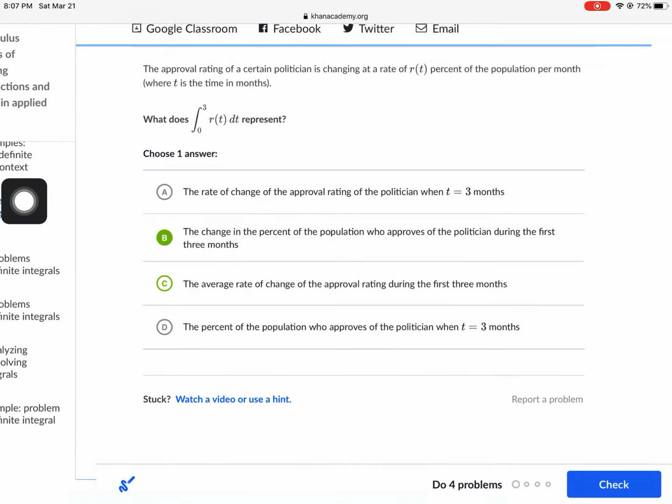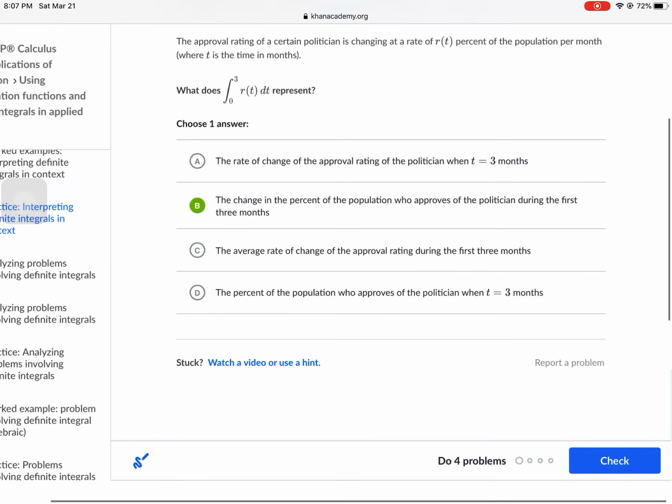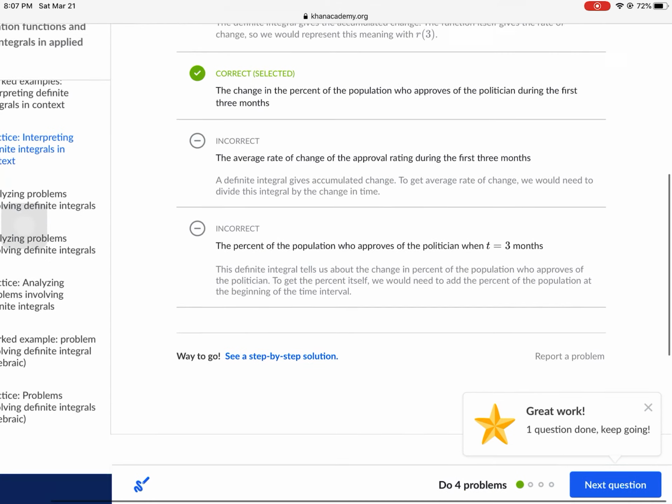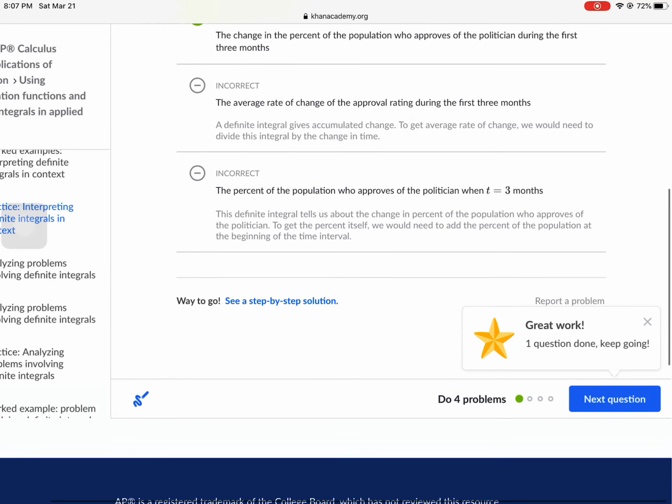Well, that makes sense. The average rate of change, no. And the percent of the population. So once again, this represents the total change that happened. Not the average rate, not any rate of change, just the total change. A little bit different than rate of change.